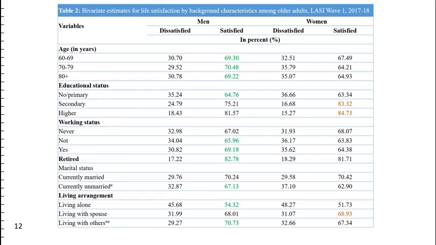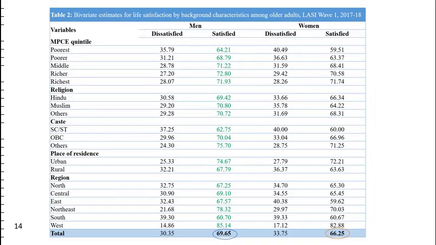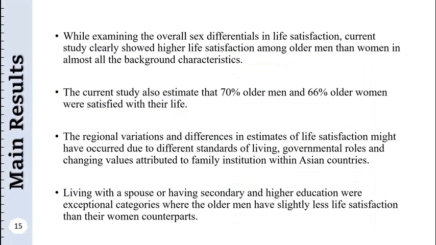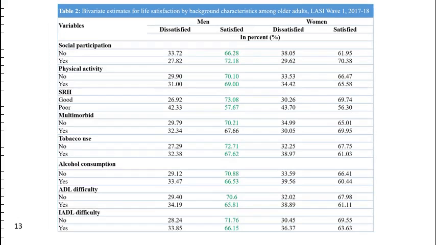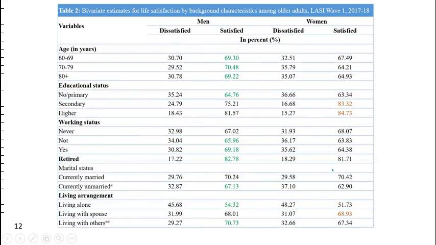Looking at the overall result, we can see that men have higher life satisfaction as compared to women. The total life satisfaction among men was found to be around 70%, whereas in women it is around 66%. The regional variation and differences in estimates of life satisfaction might have occurred due to different standards of living, governmental roles, and changing values attributed to the family institution within Asian countries. Even in these results, living with a spouse or having secondary or higher education were exceptional categories, where older men have slightly less life satisfaction as compared to women, which has been highlighted here in red color.